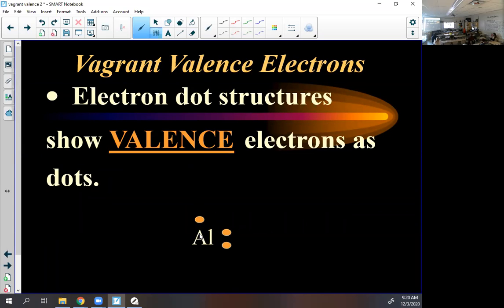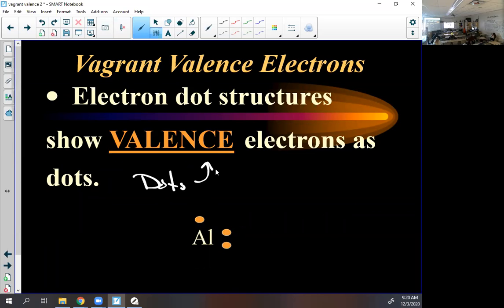So if we look at aluminum, aluminum is in family 3, which means it has 3 dots. I put 2 on the right, and then I go counterclockwise 1 at a time. That's a beautiful structure right there. You'll see what I mean. All right, but when we've been drawing the dots, we've been drawing the valence electrons.